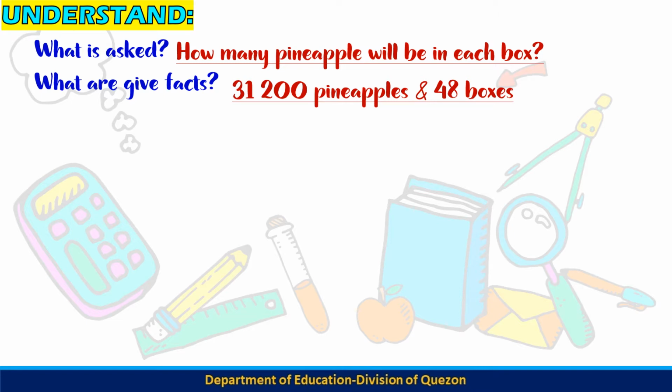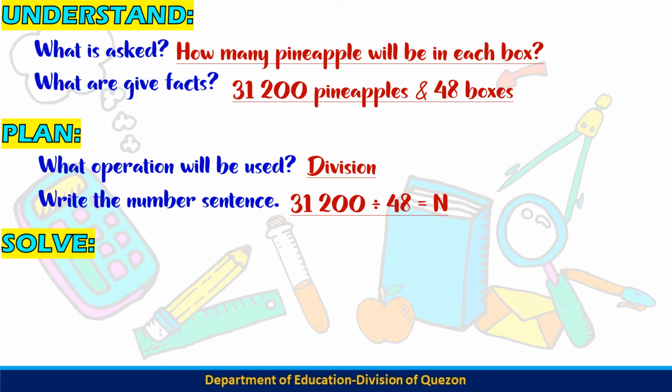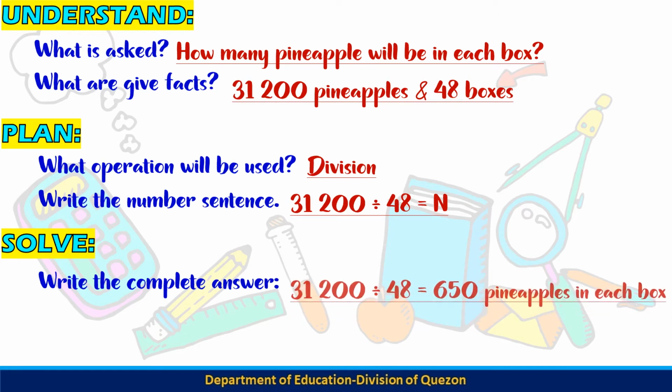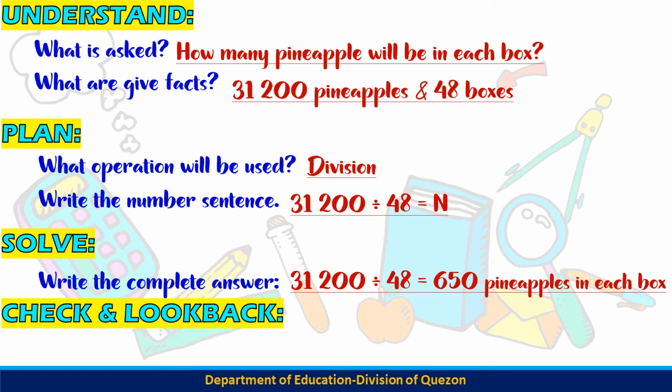Let us proceed to the second step, the plan. What operation will be used and write the number sentence? What operation will be used in this problem? The answer is division. And what is the number sentence? 31,200 divided by 48 equals n. Let us proceed to the third step, solve. Write the complete answer. 31,200 divided by 48 is equal to 650 pineapples in each box.